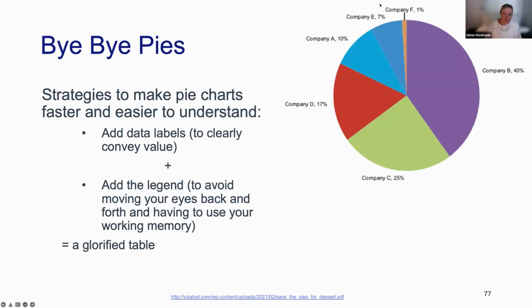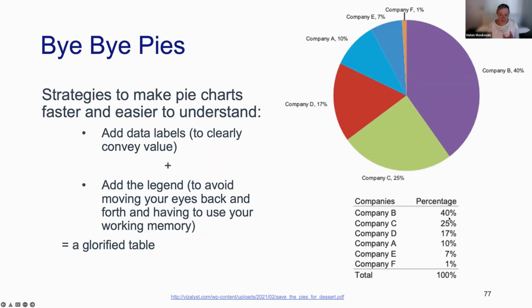And essentially what happens is by the time you do this, it's really just a table that's oriented around a pie. It's not the pie that's conveying the information, it's the labels. And we still are forcing people to do this in a more complex way. So a table would even be better in many cases.